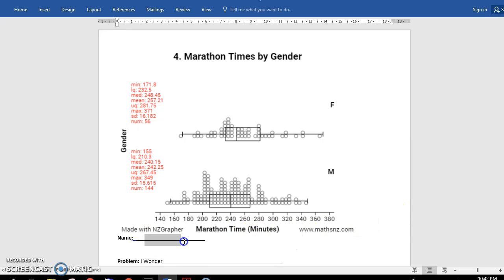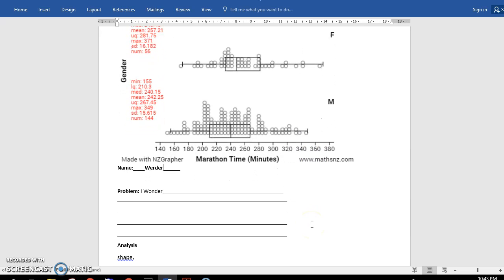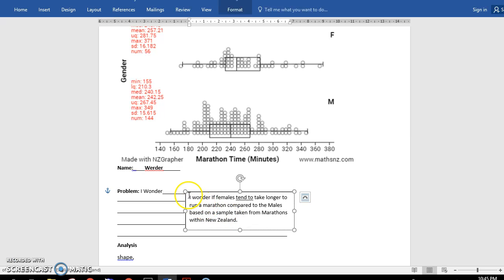All right, first thing we're going to do, I'm going to fill in my worksheets. This is my wonder. And now I'm going to do my problem. So I've got to have something that I can answer from this data. I'm thinking I might do something along the lines of this one. I wonder if females tend to, I've underlined tend to because it doesn't necessarily mean all the time, take longer to run a marathon compared to the males, based on a sample from marathons within New Zealand. So it's a sample of marathons. I should have put, I still can, from a sample of marathons within New Zealand.